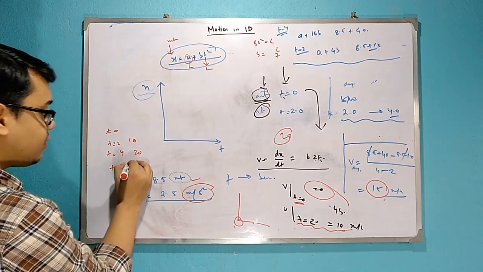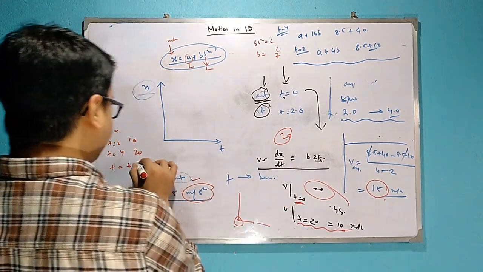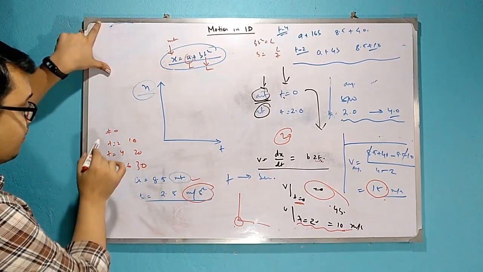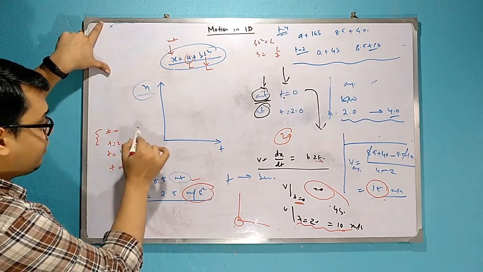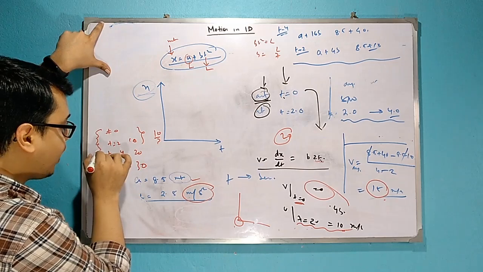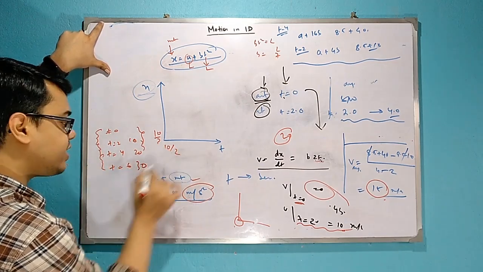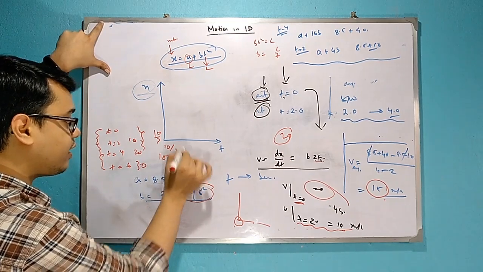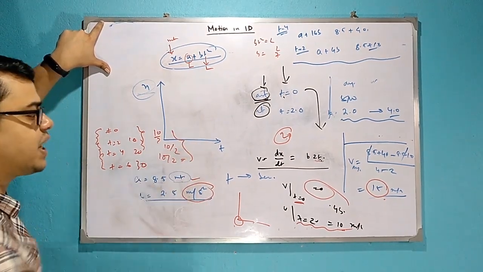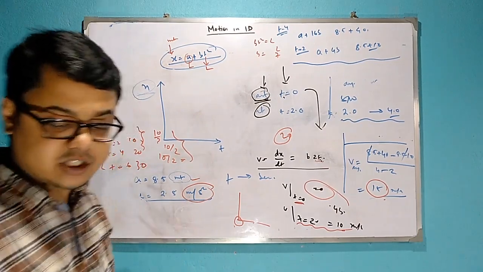Similarly, at t equal to 6, it will be at how much? 30. Now see here. Between 0 to 2, velocity changes by how much? 10 by 2. Between 2 and 4, velocity changes by again 10 by 2. Between 4 and 6, it changes by 10 by 2 again. So the change of velocity is the same. That means here it is moving with constant acceleration.